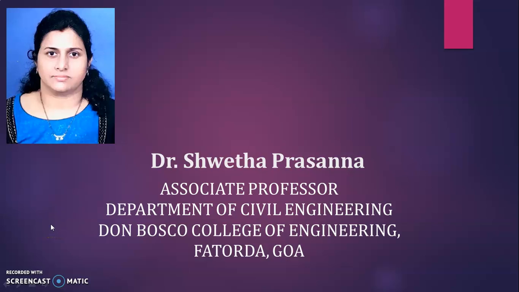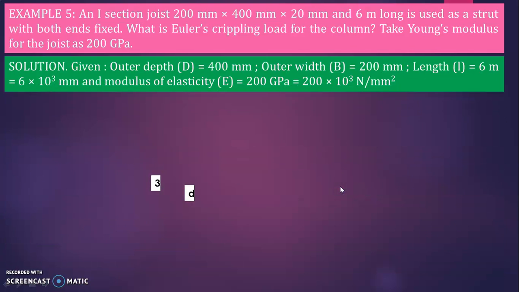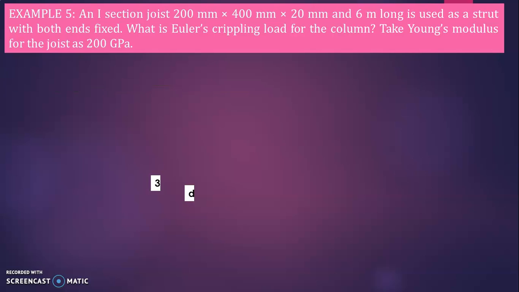Hello my dear students, in the last class I explained how to find the moment of inertia for the T section and calculated Euler's crippling load. In today's class we will discuss how to find the moment of inertia for an I section and calculate the Euler's crippling load. Let us take this example.